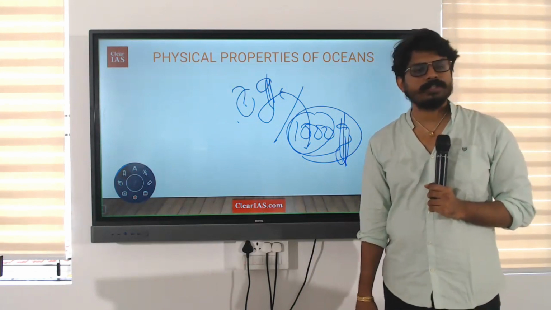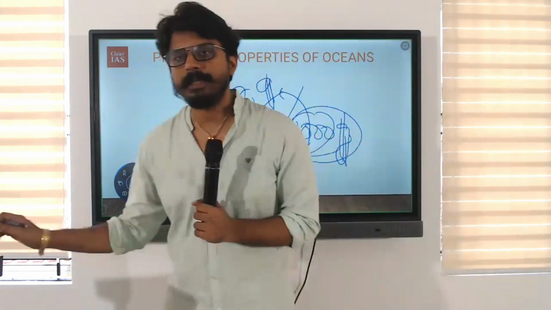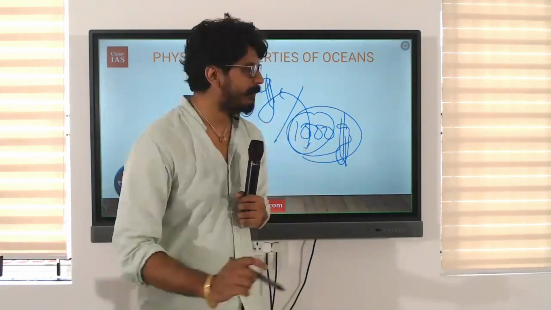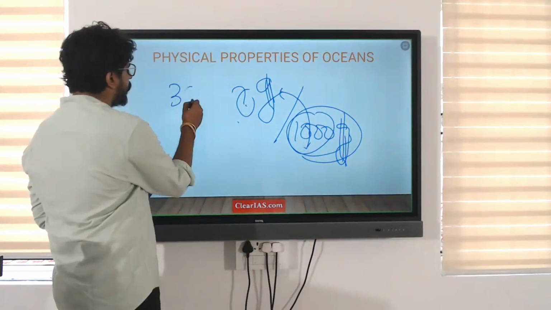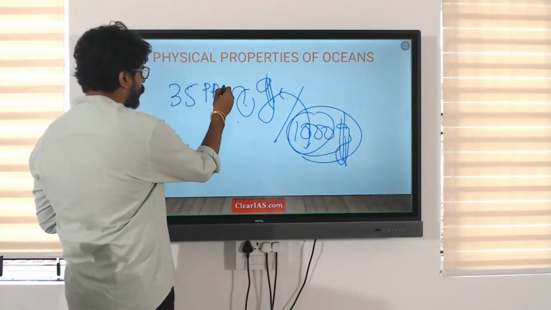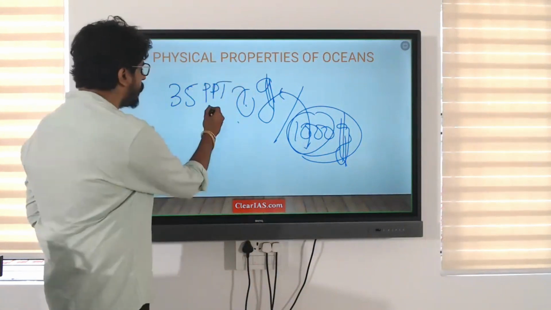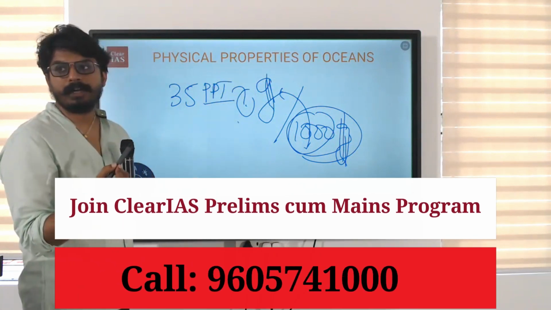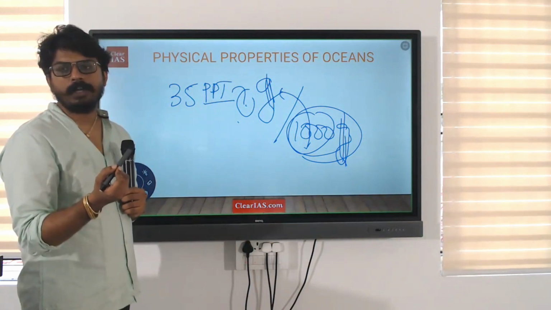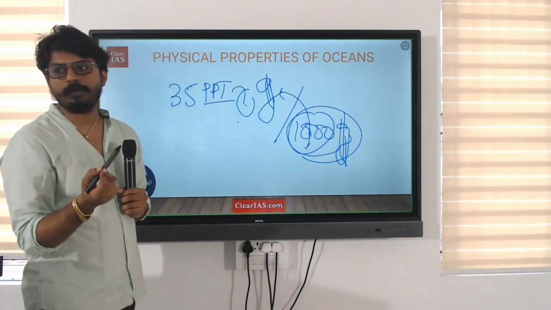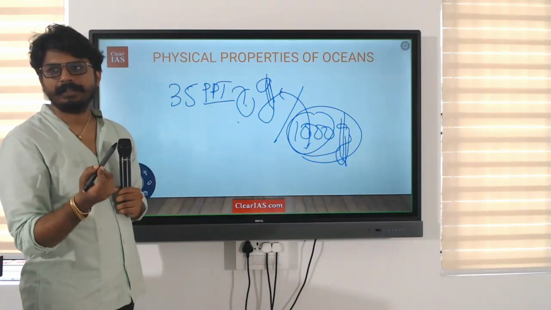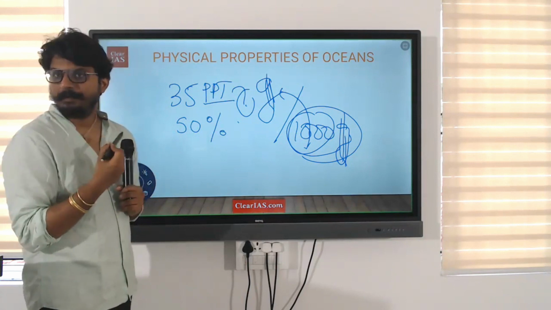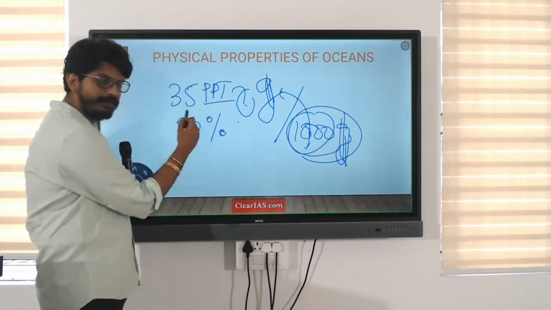Now, how much is the ocean salinity, guys? Do you know approximately? Have you heard how much the ocean salinity is? It is 35 parts per 1,000. And how would you write parts per 1,000? Now, simple. How would you write parts per 100? Out of 100, you got 50 marks. So how would you write parts per 100? 50 percent, right? Parts per 100.